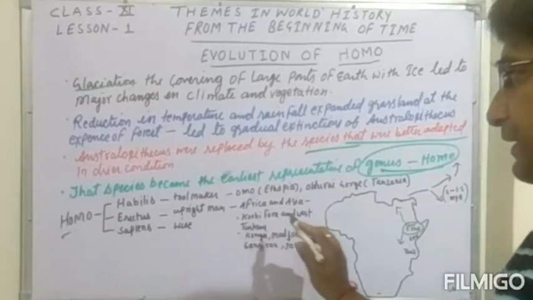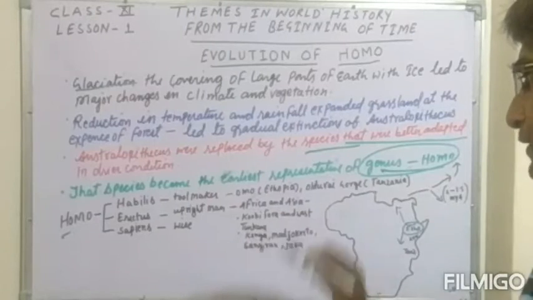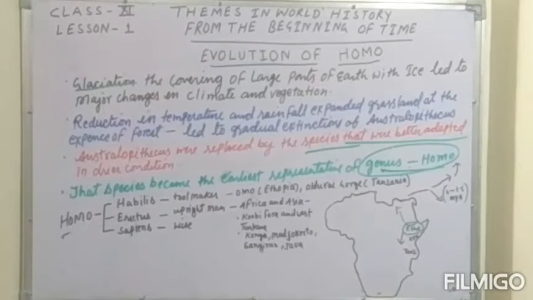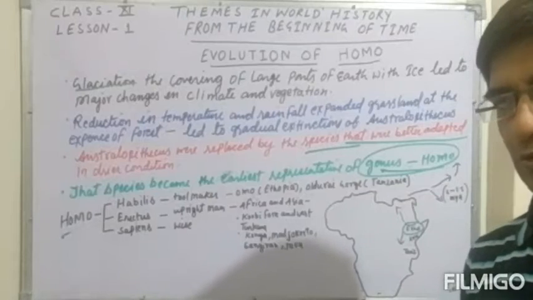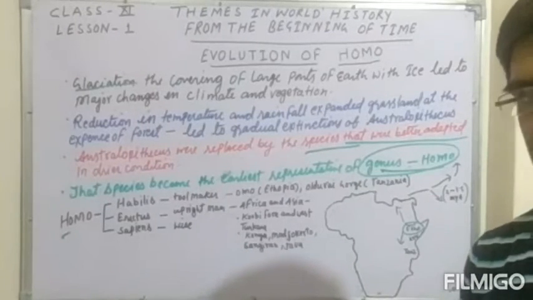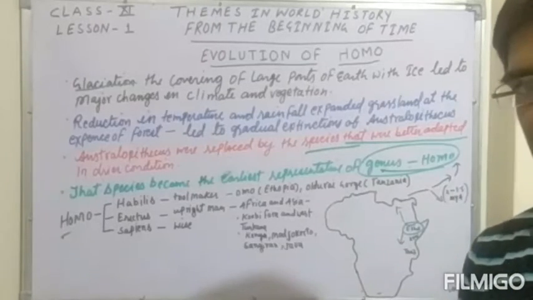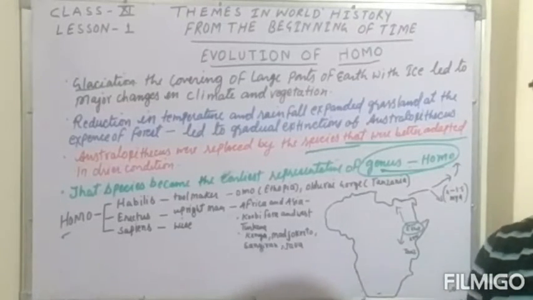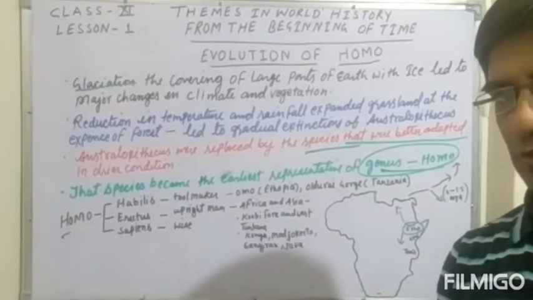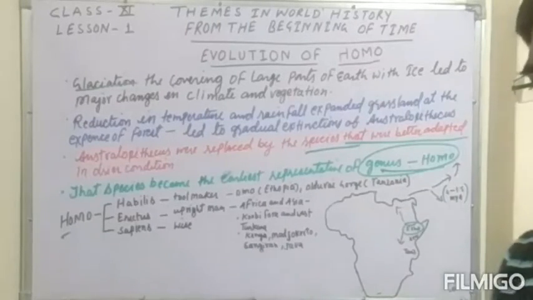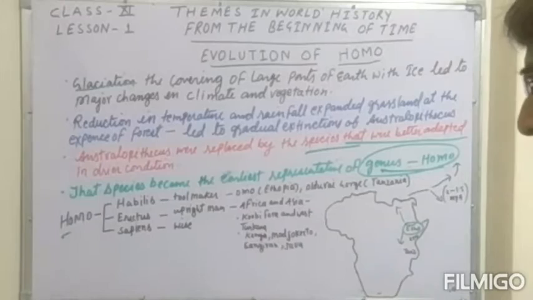The areas where they were found were Africa and Asia. It is very important that the Homo developed in Africa, but some possibilities say they also developed in Java. However, it is the major possibility that the Homo were first evolved in Africa only, not in Asia.